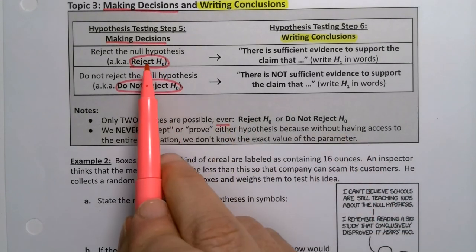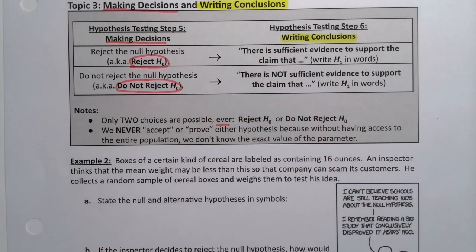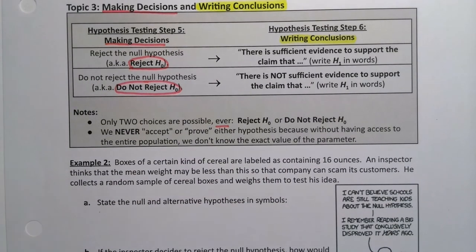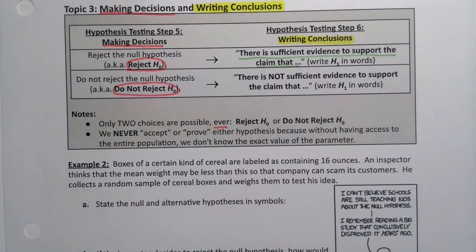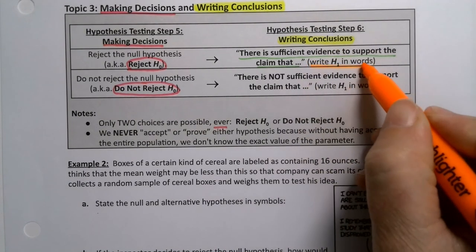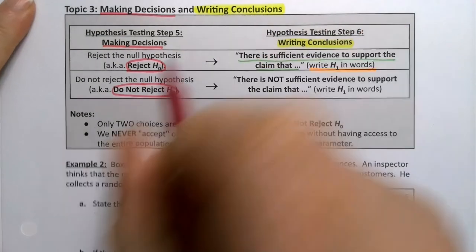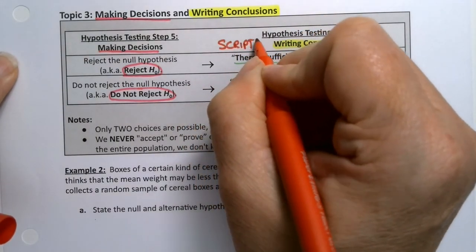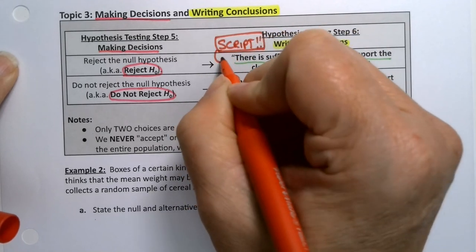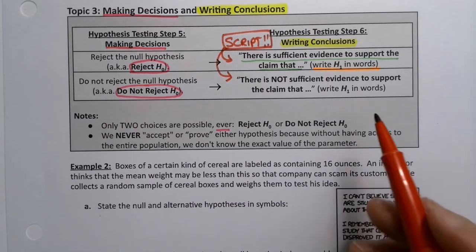So then, if you choose to reject H naught, you will write this as your conclusion. You will say, there is sufficient evidence to support the claim that, and then you're going to write out what H1 was in words. Write your alternative in words and context. This is a script that you will follow. These are scripts you're going to follow, no matter what. As a matter of fact, the rejecting H naught and do not reject H naught is also a script, and you will follow it.